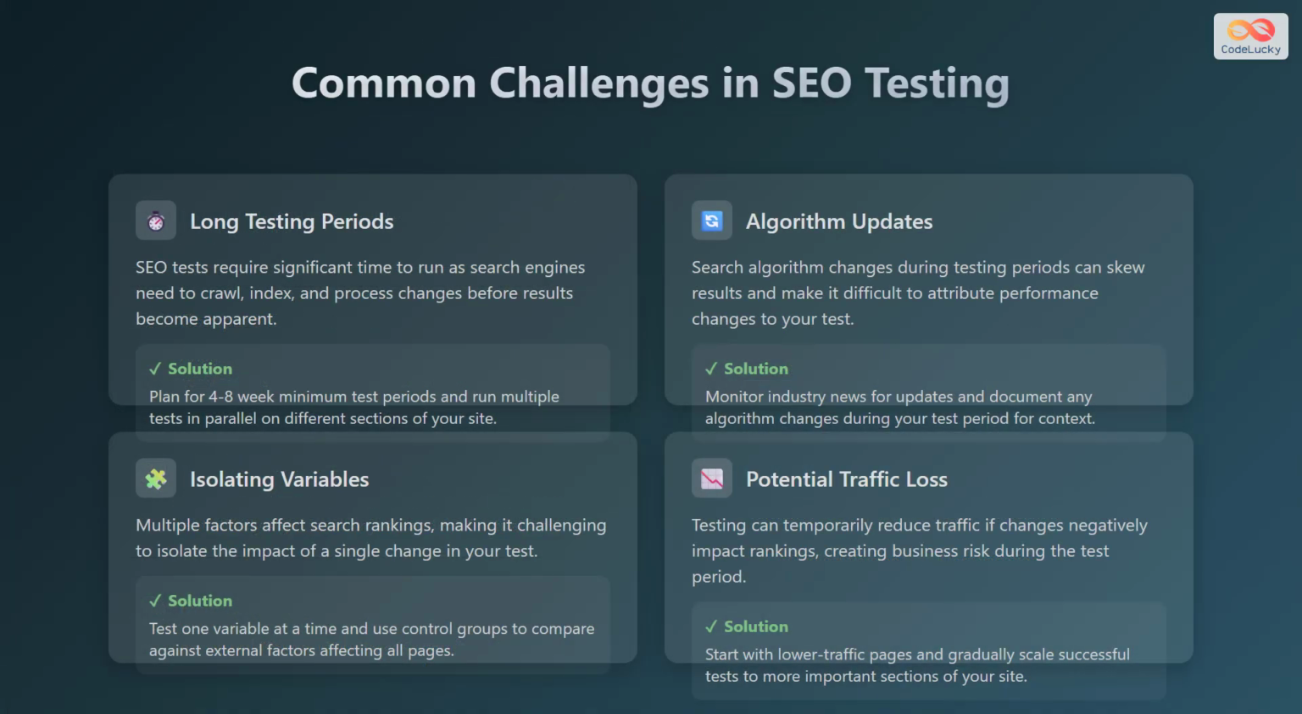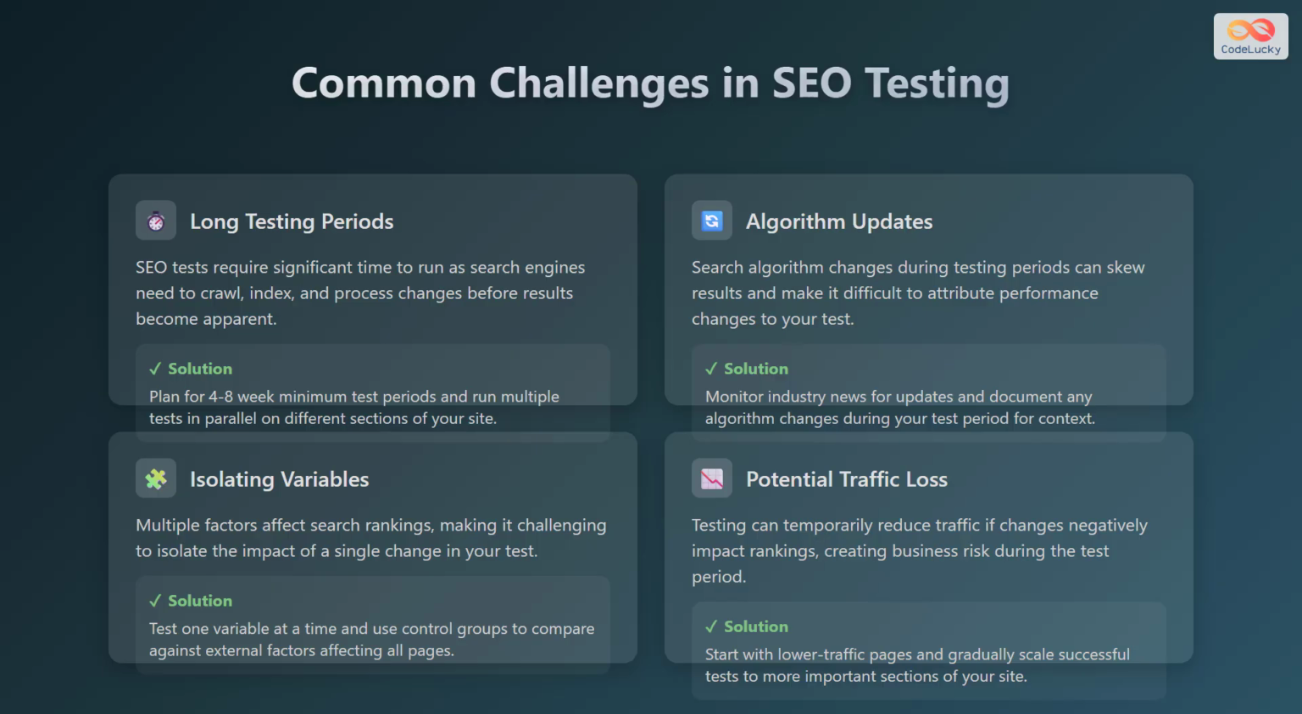SEO testing isn't without its challenges. One common issue is long testing periods. SEO tests require significant time to run as search engines need to crawl, index, and process changes before results become apparent. The solution is to plan for minimum test periods of 4 to 8 weeks and run multiple tests in parallel on different sections of your site.